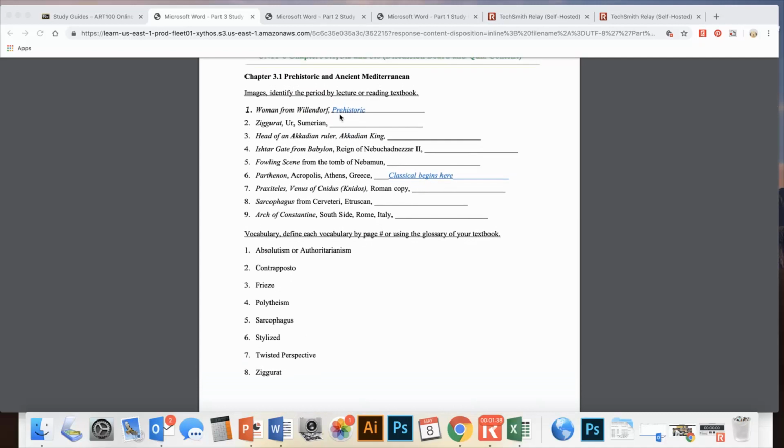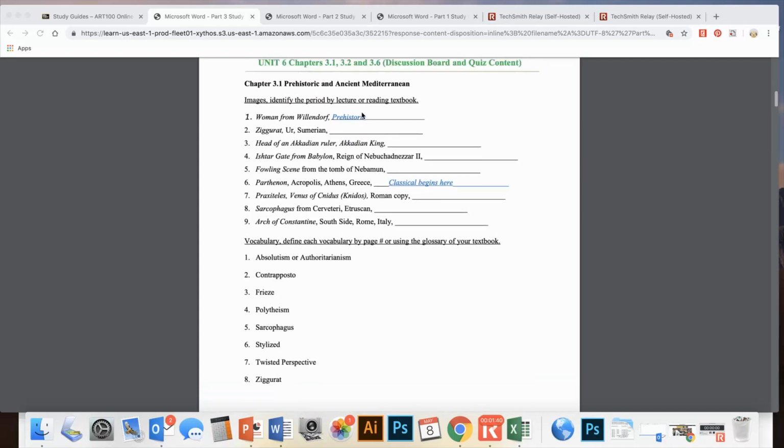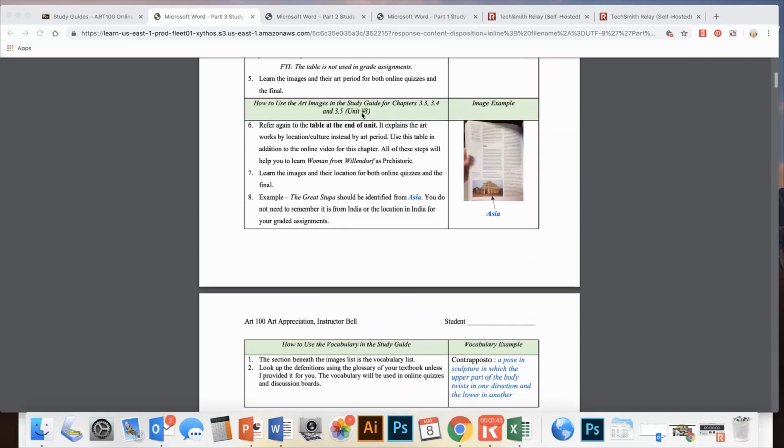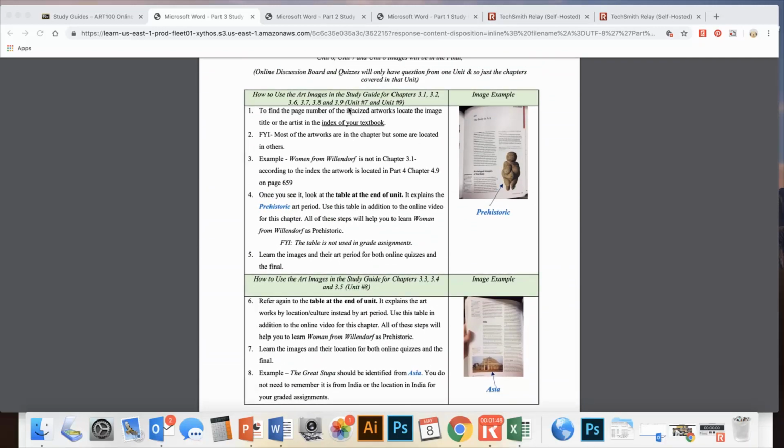So the Woman from Willendorf, I've already completed that one. It's prehistoric. So let's look at this up here. I have an example for you. First, when you see the image title, Woman of Willendorf, you need to go to the index, the back of your book, because not all of the artworks are from the chapter that we're covering. That's because I just chose separate images because honestly, I feel like they should have included it in that chapter as opposed to maybe one later in the book.